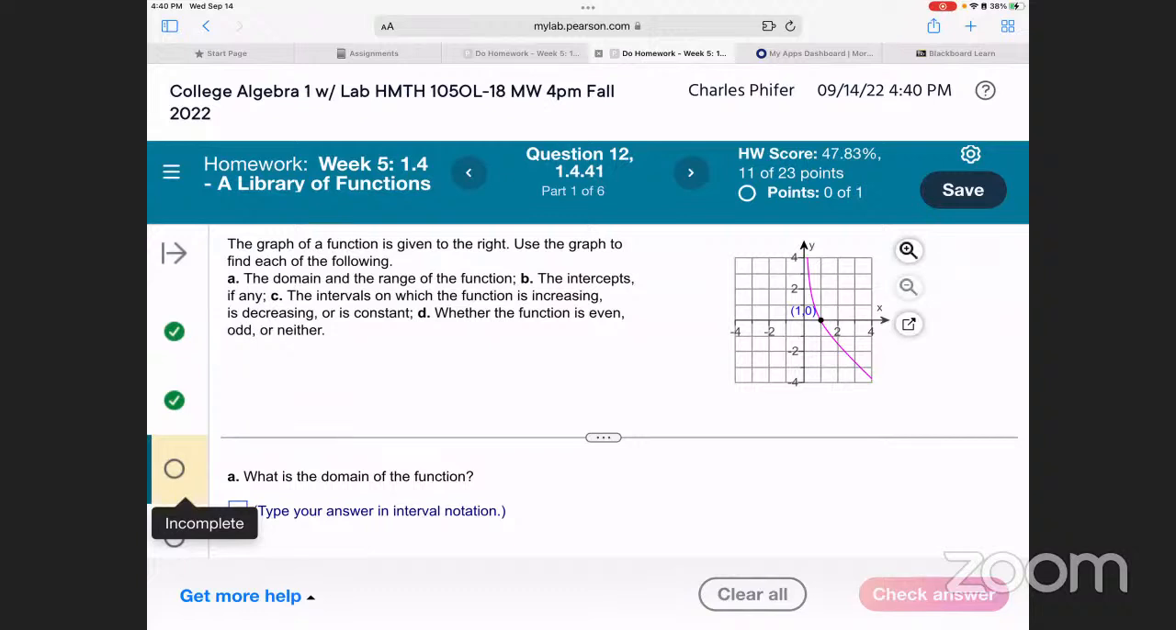Let me see the time. Okay, this will be the last one. It says the graph of a function is given to the right. Use the graph to find each of the following: the domain and range. Let's just go ahead and do that.